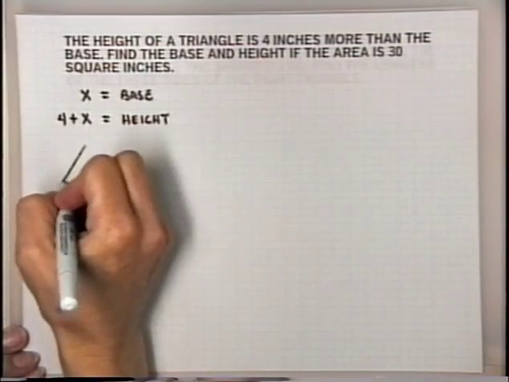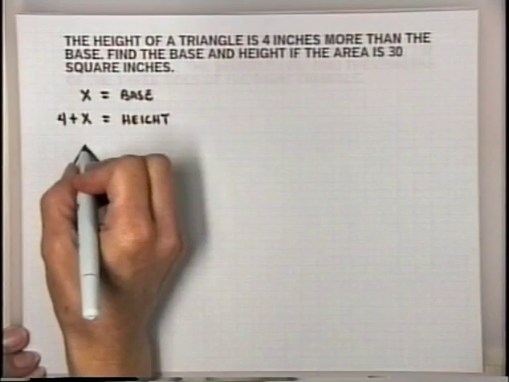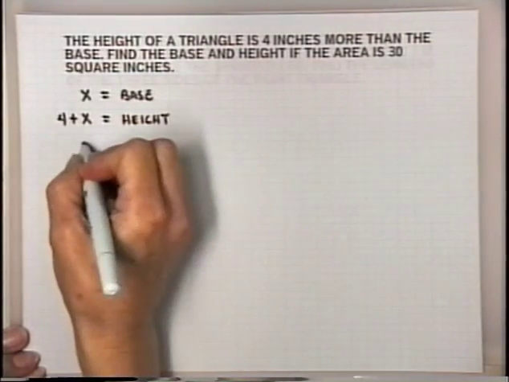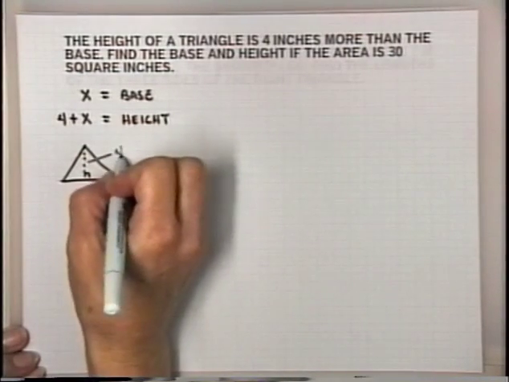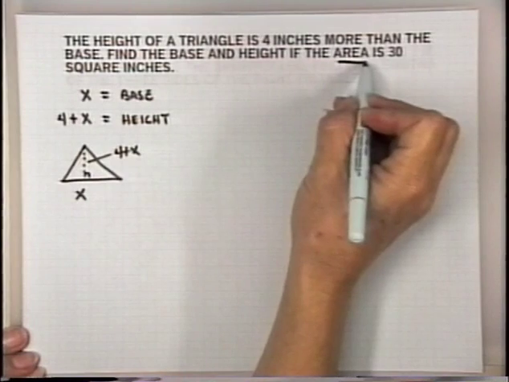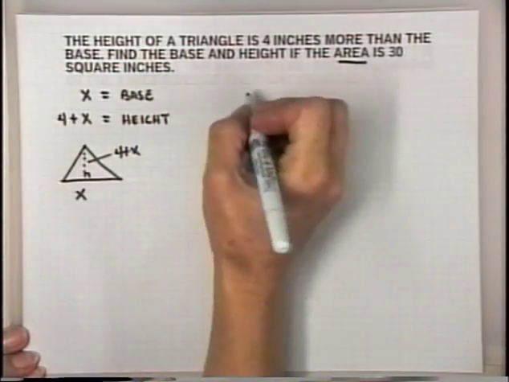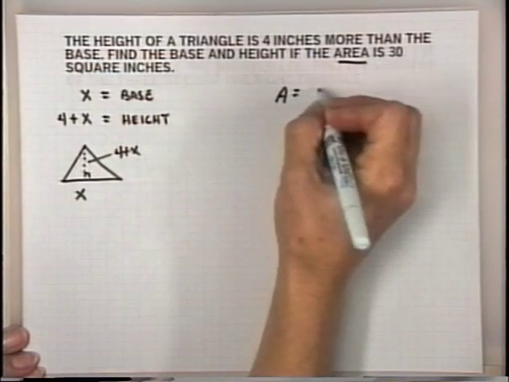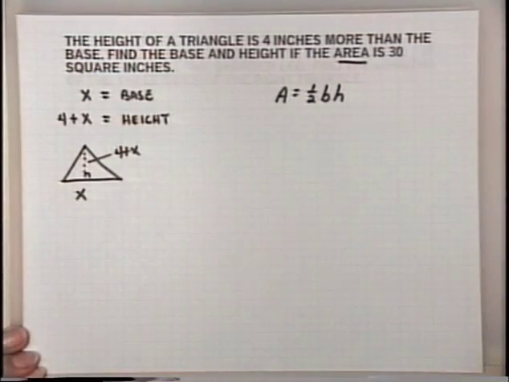Since this is a triangle, let's draw a picture. We have x for the base, and remember height is from a vertex down perpendicular to the base. This height is 4 plus x. We are told the area is 30 square inches. Again, we're going to be required to remember a formula from past experience. The area of a triangle is 1/2 times base times height.